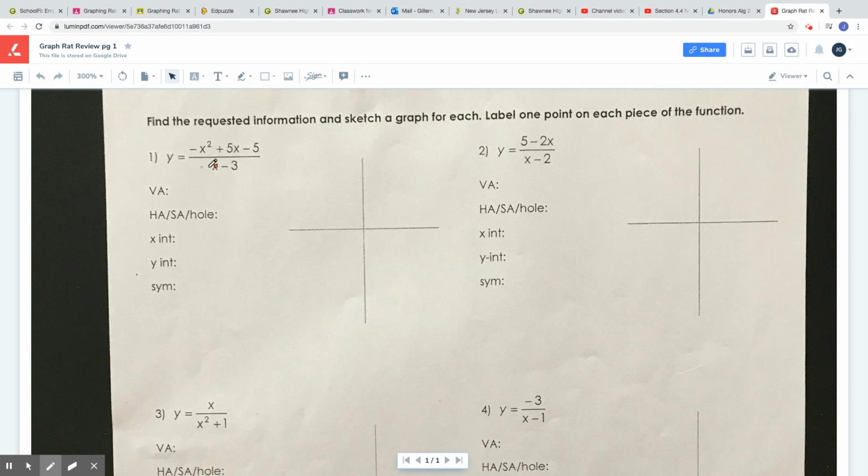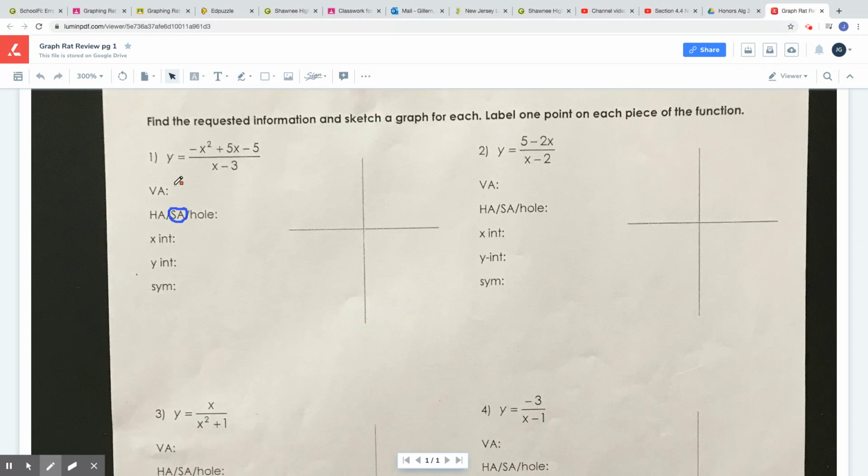All right, so here we notice the degree is larger on top than the bottom. So this is a case where we're going to have either a slant or a hole. There's nothing I can do with the top, so I'm not going to be able to cancel anything out, which means we are going to have a slant asymptote. All right, so we go through our steps.